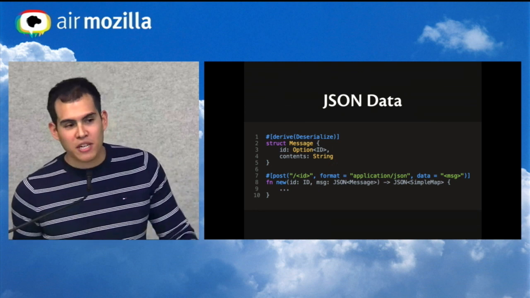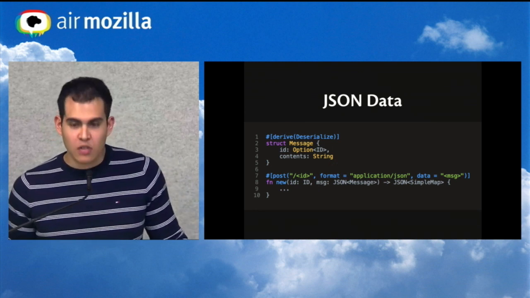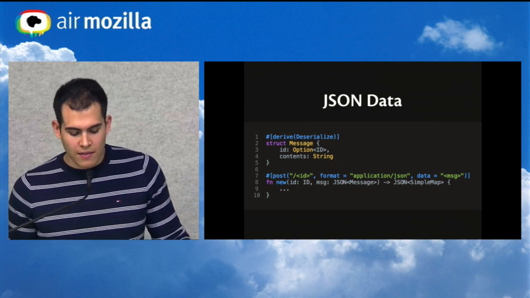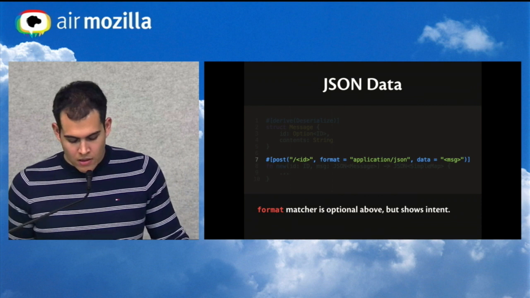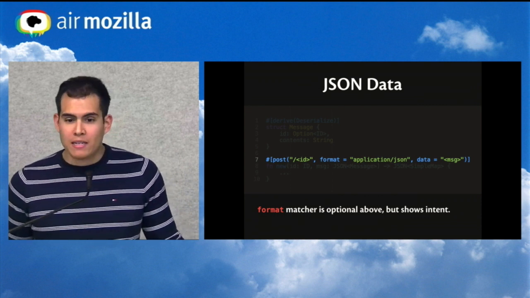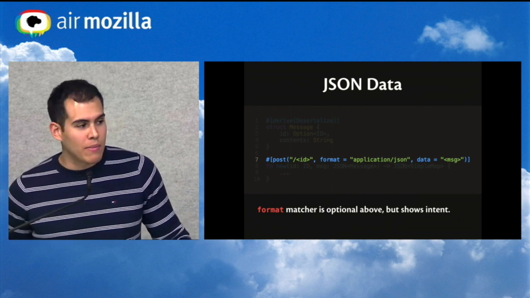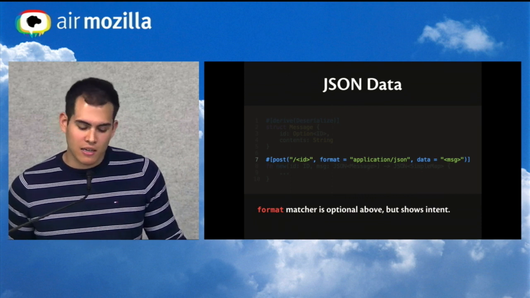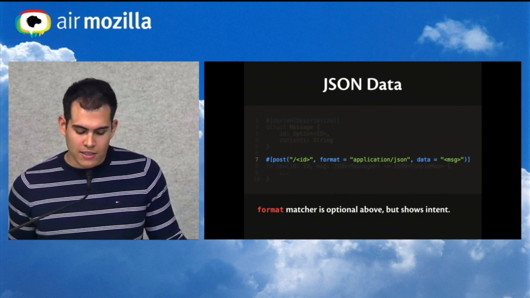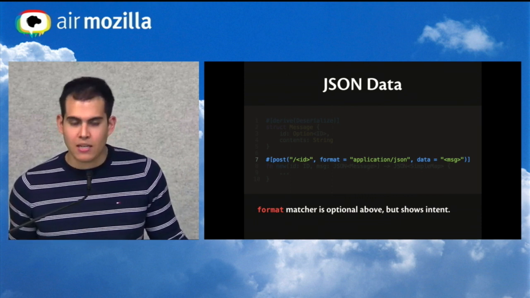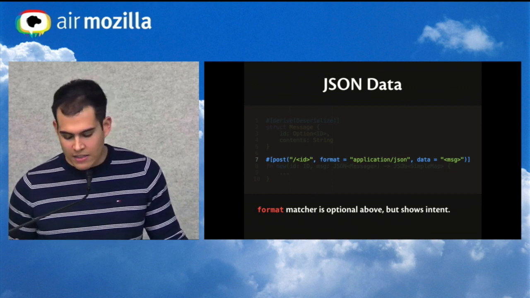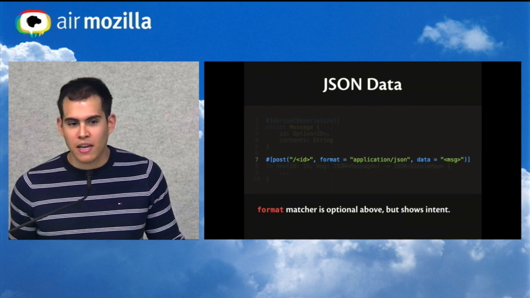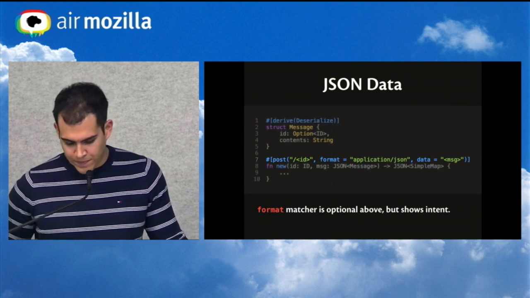We can also do the same thing for JSON. So we just change Form to JSON, and this time we implement Deserialize, and everything else happens for you. You also have this format attribute, which says this thing should only match things that have application/json in their content type. In this case, it's redundant because the JSON type itself checks that the content type is JSON. But in this case, it just shows intent. This thing is meant to work only for JSON data.